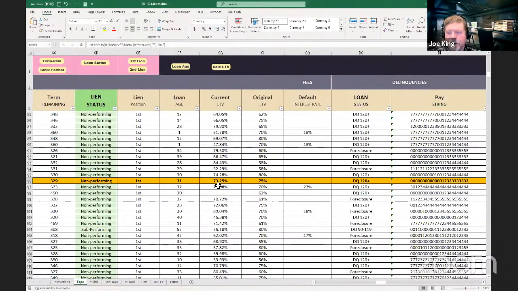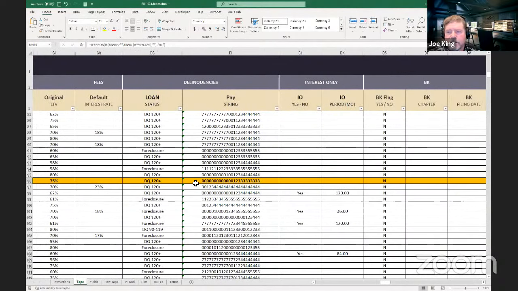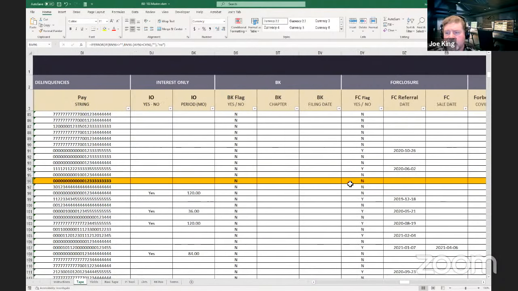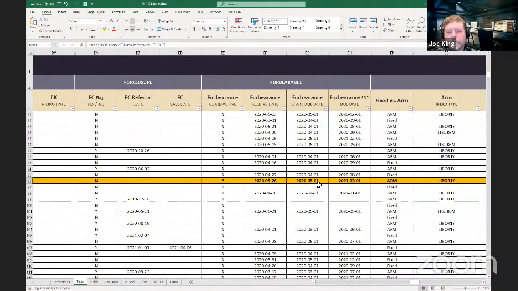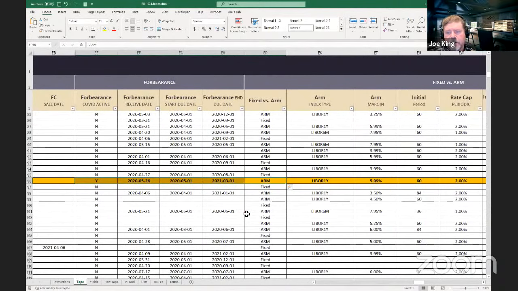The other thing I'm looking at right now is whether or not there's any kind of interest only on it. No, there's not. There's no bankruptcy flags. There's no foreclosure flags. There is a forbearance on it though. So that's something that we need to look into as far as what that is and how much it is, and how that's going to affect our bid accordingly.